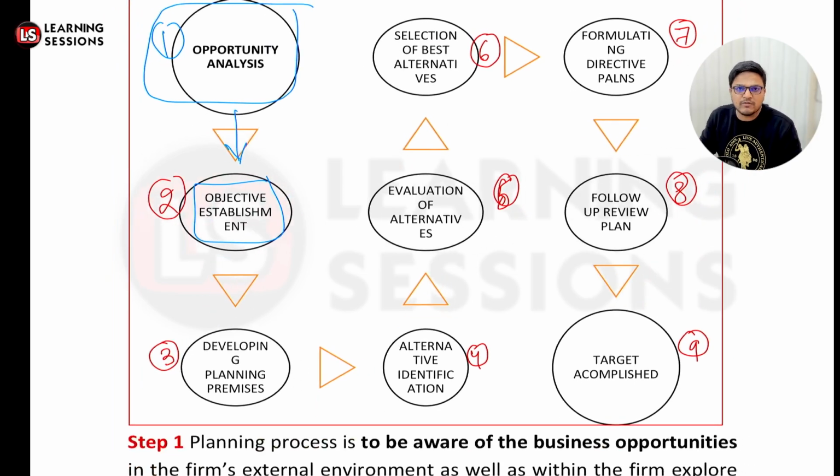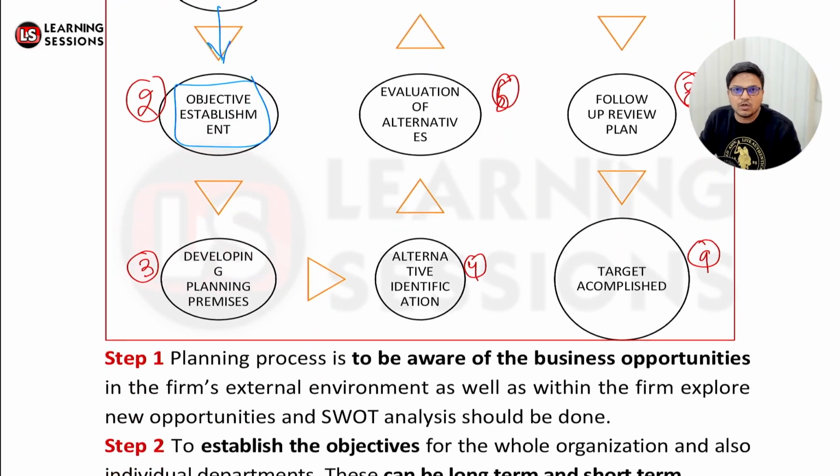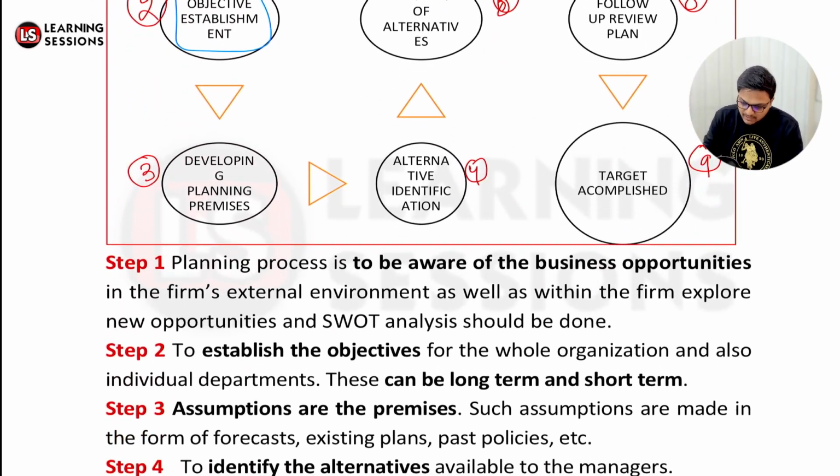So step 1, it's always related to what? It's always related to the business opportunities which are available. Are we having sufficient opportunities available over there? Yes or no? That's related to the first thing of planning. That's the first step.